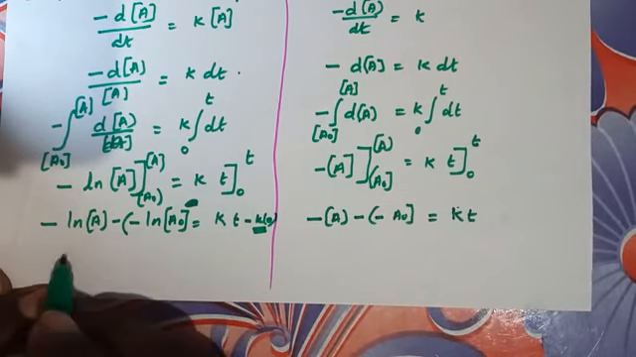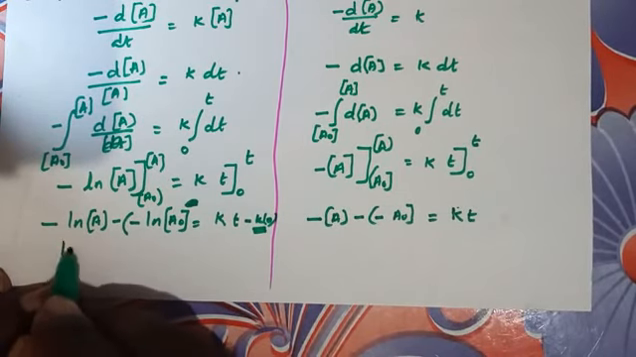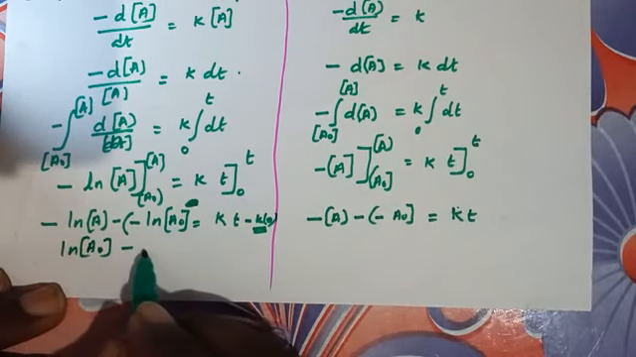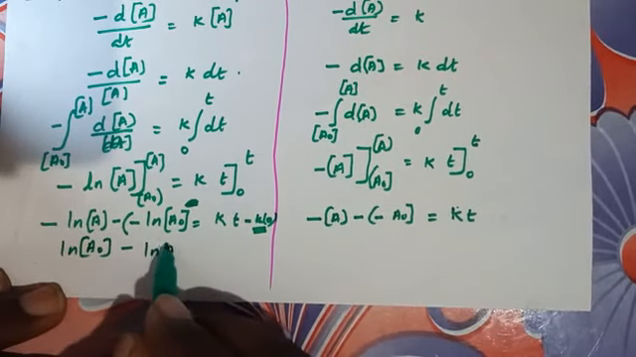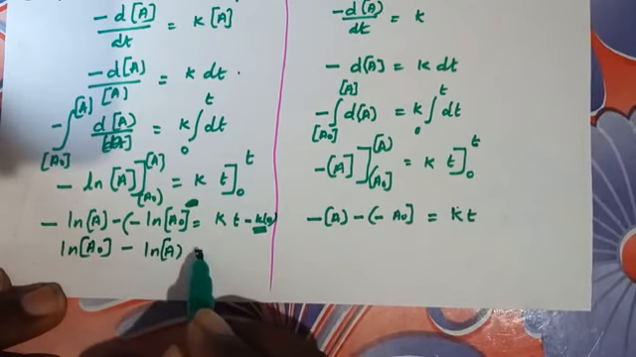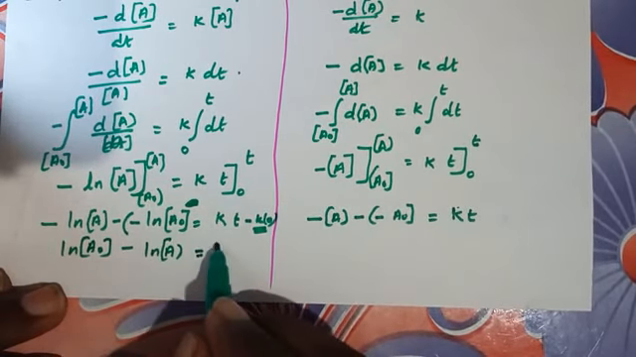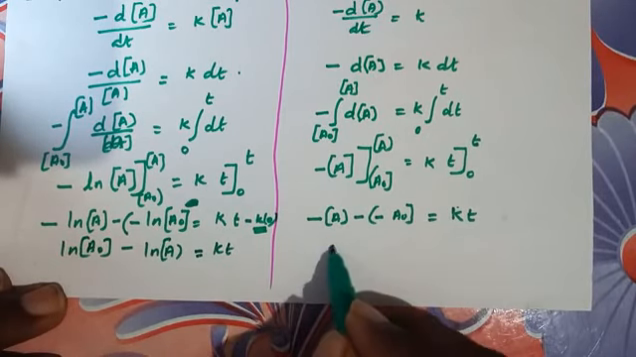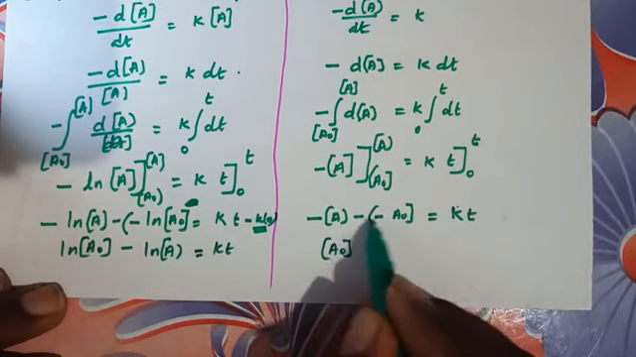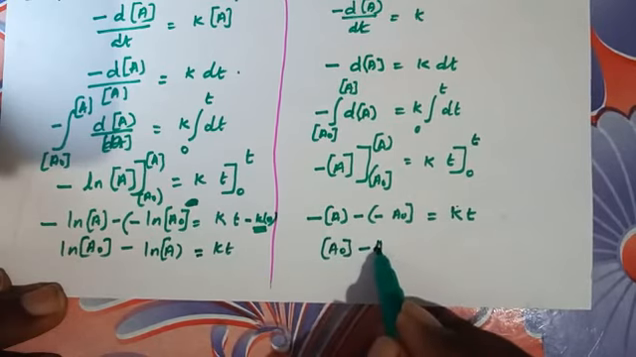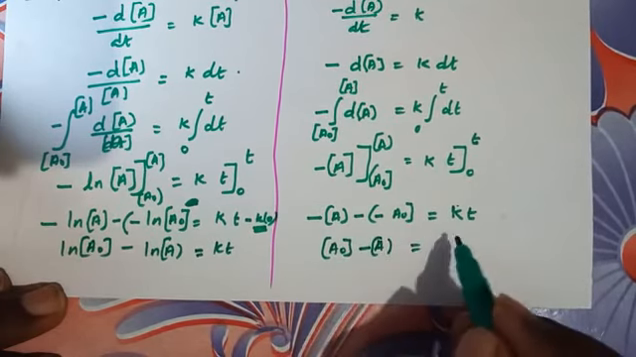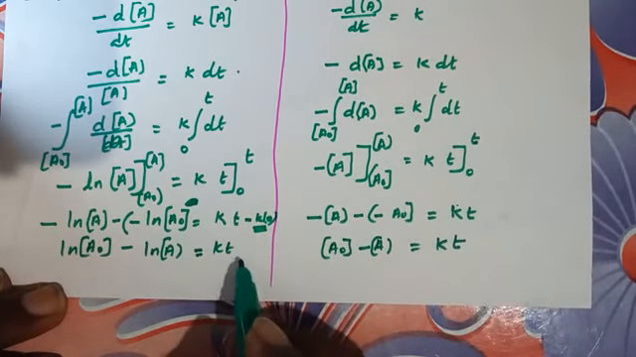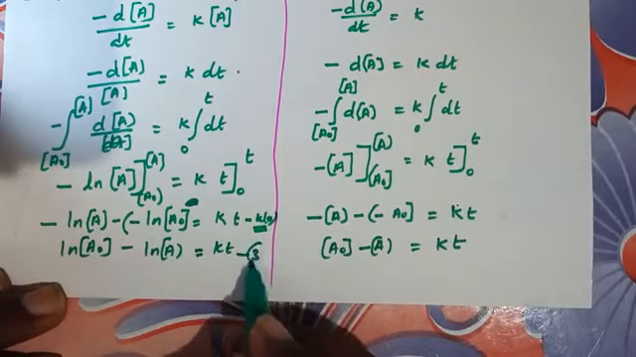Minus into minus is plus, so write the positive term first: ln A0 concentration minus ln A concentration, which is equal to Kt. In the same way, for a zeroth order reaction, A0 concentration, positive term written first, minus A concentration, which is equal to Kt. This is considered as equation number 3.